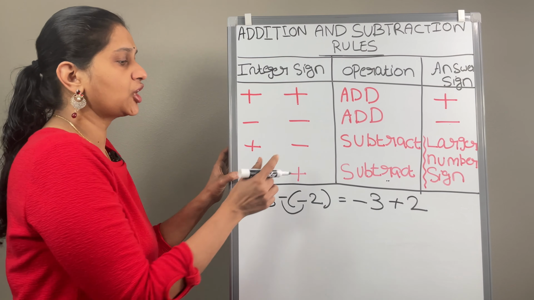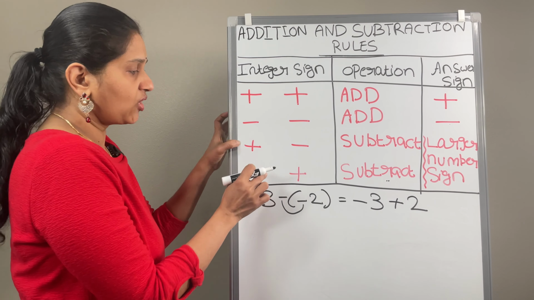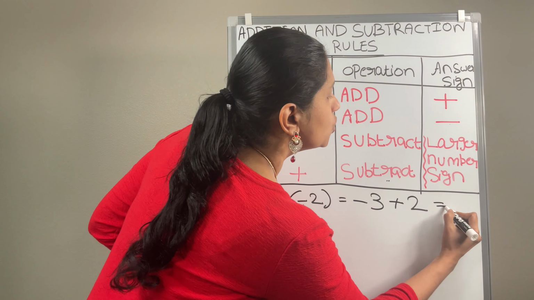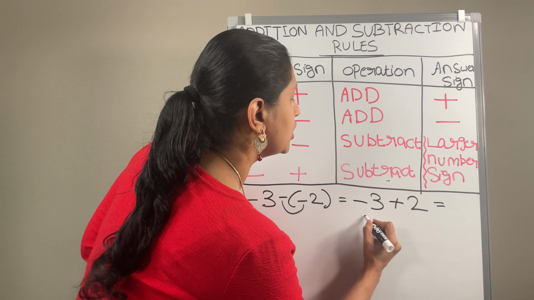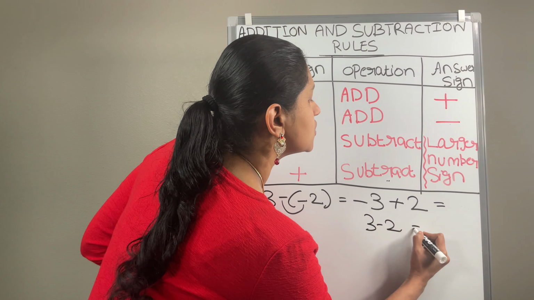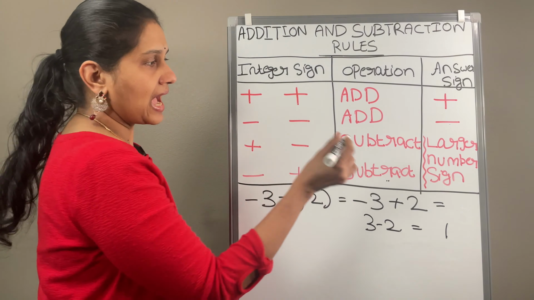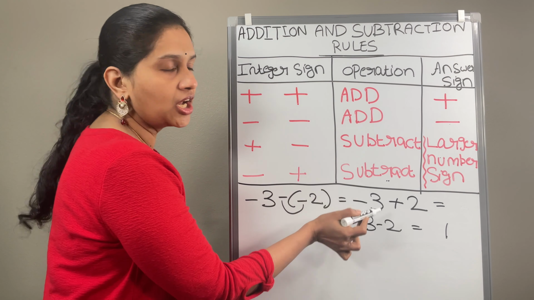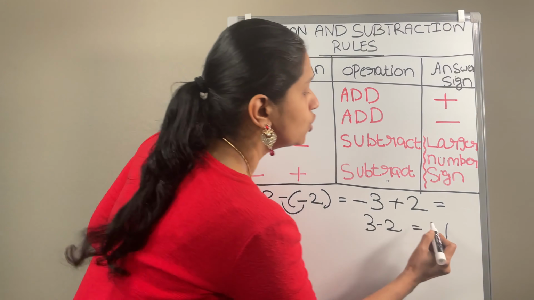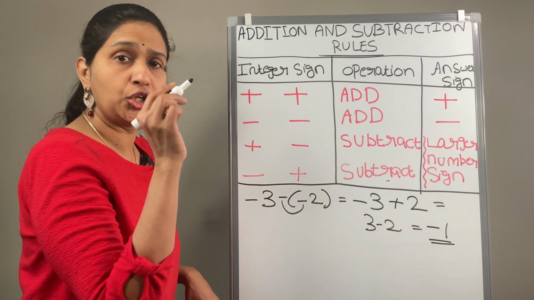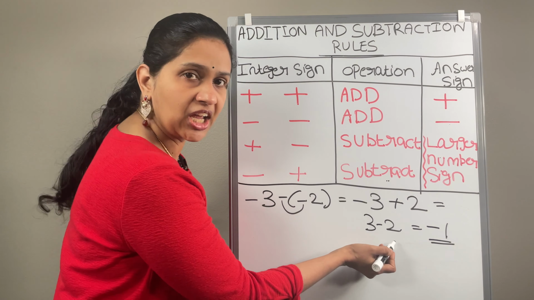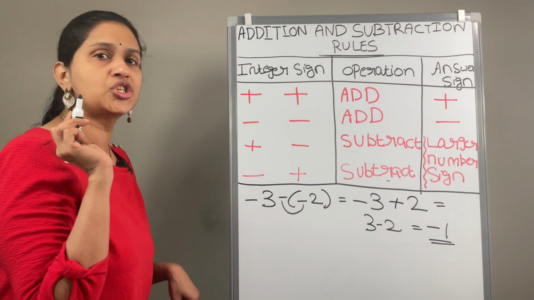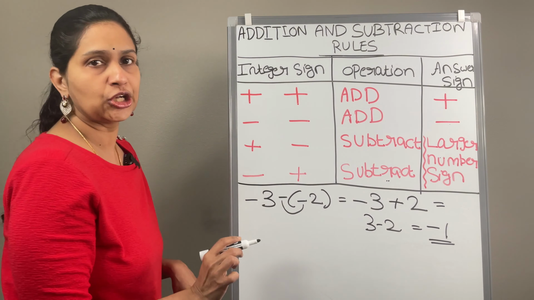When you have one negative and one positive, or one positive and one negative, reverse also, you simply need to do subtraction. The meaning of this is 3 minus 2, which is equal to 1, and the sign will be the larger number sign. Here 3 is the larger number, which has the negative sign, so the answer will be negative 1. You are subtracting 3 minus 2, please don't put the positive sign. The sign will be of the larger number. In this case, it is negative 1.